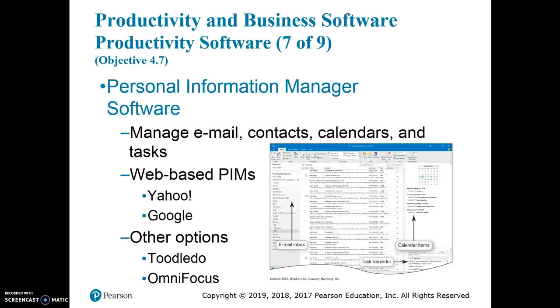So most of these productivity suites contain some form of personal information manager software, or PIM. This software helps you to manage your email, your contacts, your calendars, and your tasks. Outlook is the most widely used personal information manager. Yahoo and Google also include coordinating calendars and contacts, pretty similar to Outlook. And ToodleDo is a free program that coordinates well with Microsoft Outlook. And OmniFocus is a more full-featured option if you're using a Mac.